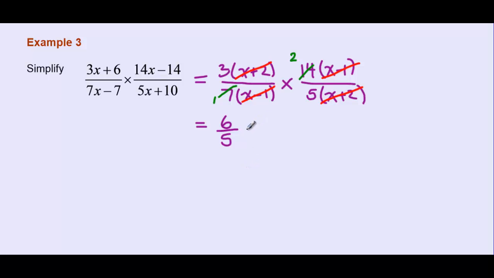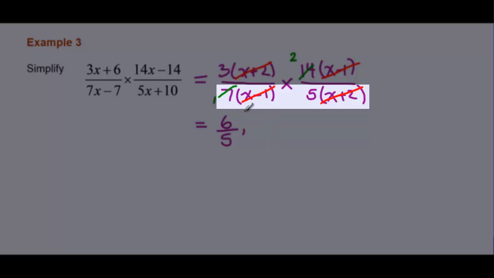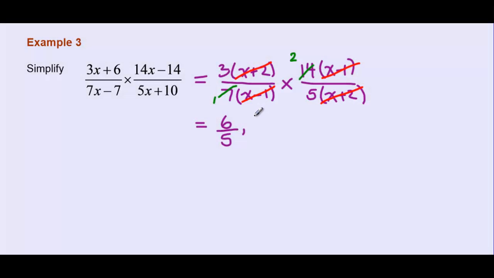We can't forget our restrictions, and it looks like there shouldn't be any because there are no variables in our final answer, but we have to do our restrictions based on what was there prior to us canceling. So look at the denominators prior to canceling. We have a 7 bracket x minus 1, and we have a 5 bracket x plus 2. By observation, we can see that x would have to equal 1 for this bracket to equal 0, so we want to restrict that. And we also want to restrict negative 2, as it would force this bracket to equal 0. So our two restrictions are positive 1 and negative 2.